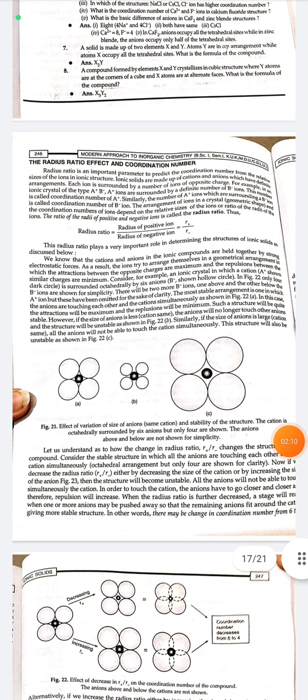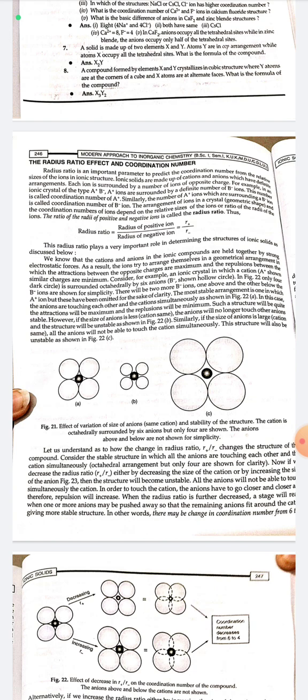The radius ratio effect and coordination number. The radius ratio is an important parameter to predict coordination number from the relative size of ions and the ionic structure. Ionic solids are made up of cations and anions in a definite arrangement. Each ion is surrounded by a number of ions of opposite charge. For example, in an ionic crystal of type A positive, B negative, A positive ions are surrounded by a definite number of B negative ions. This number is called the coordination number of A positive. Similarly, the number of A positive ions surrounding a B negative ion is called the coordination number of B negative ion.